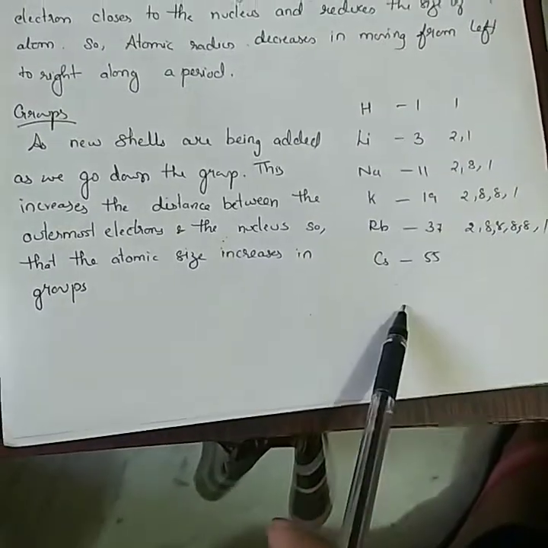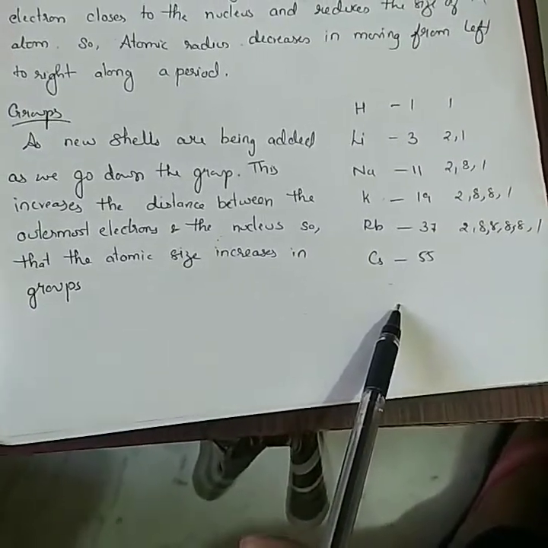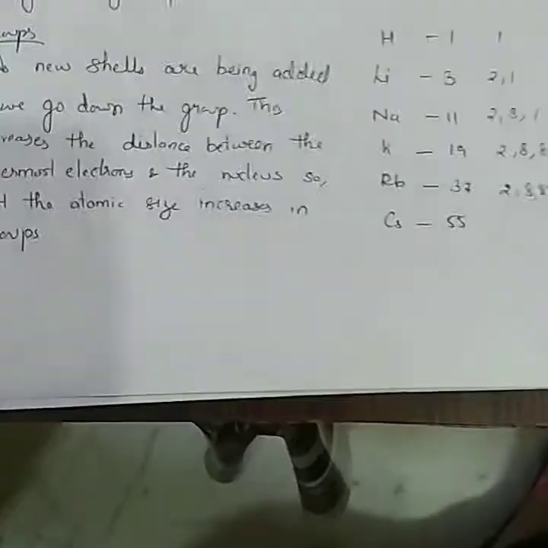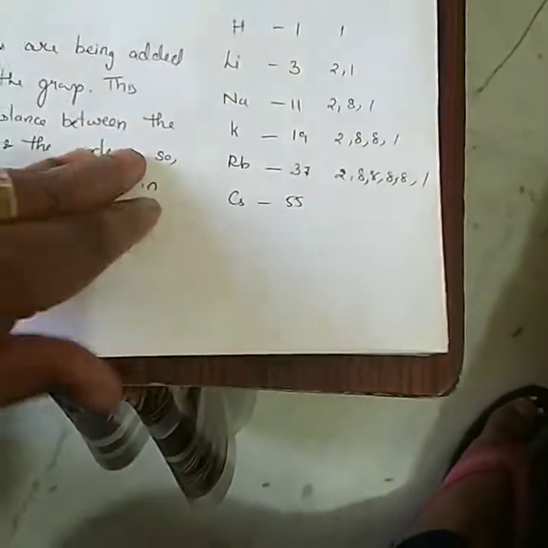So from top to bottom, that is in a group, the atomic size increases, whereas in the periods the atomic size decreases.